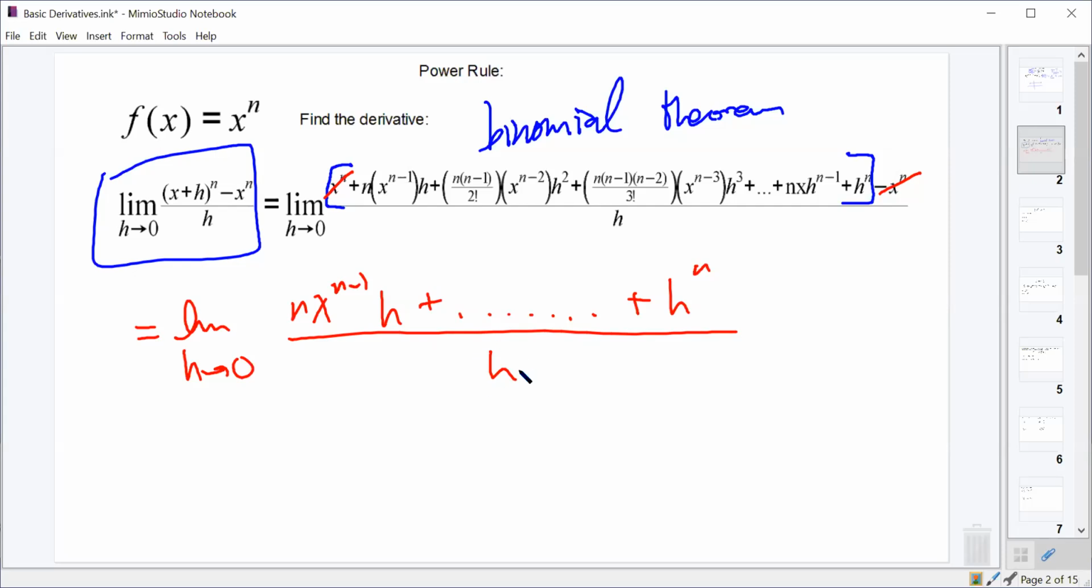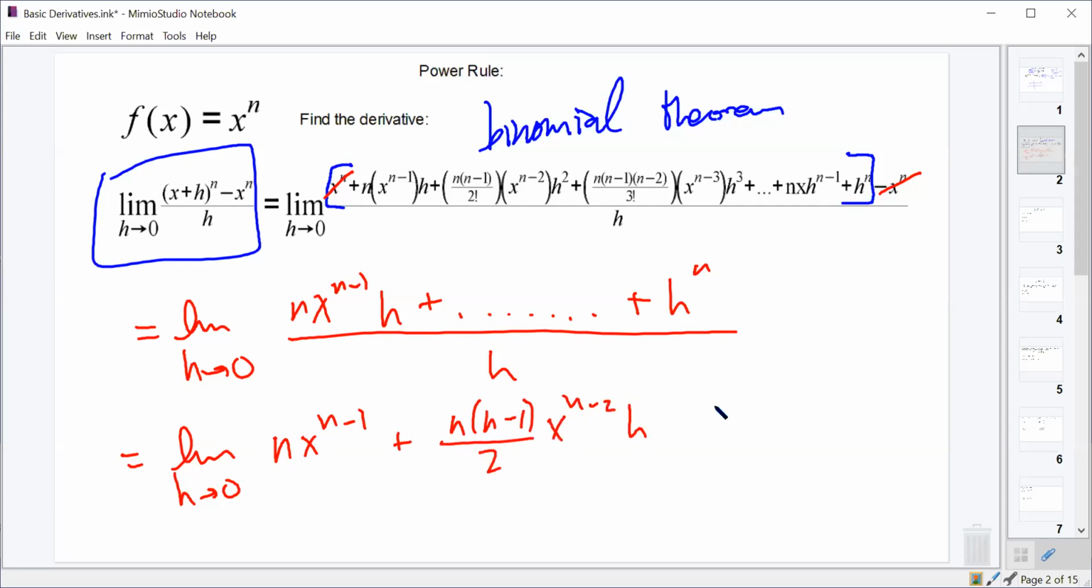We've got the h in the denominator, so we can then rewrite this as the limit as h approaches 0 of, well, divide out the h from each of those terms. So we've got n x to the n minus 1 plus, I'll write this one this time, n times (n minus 1) over 2 times x to the n minus 2 times h, and so on, a bunch of terms with h's. And then this h to the n at the end should become h to the n minus 1.